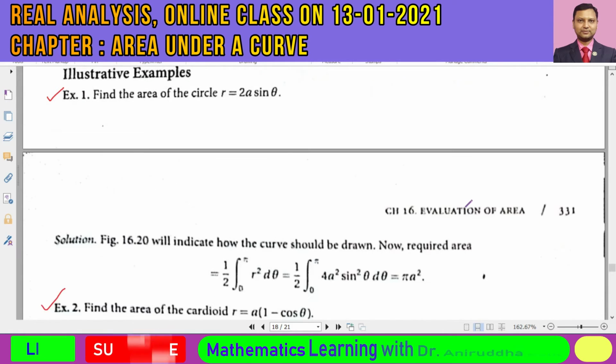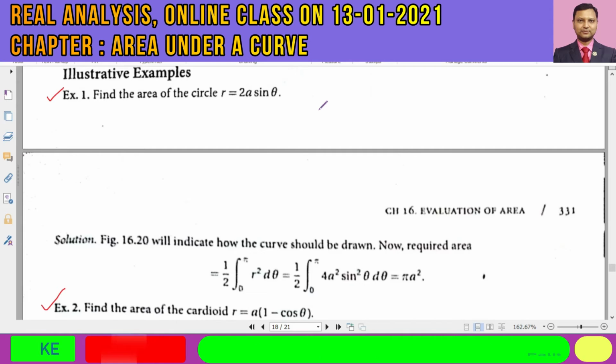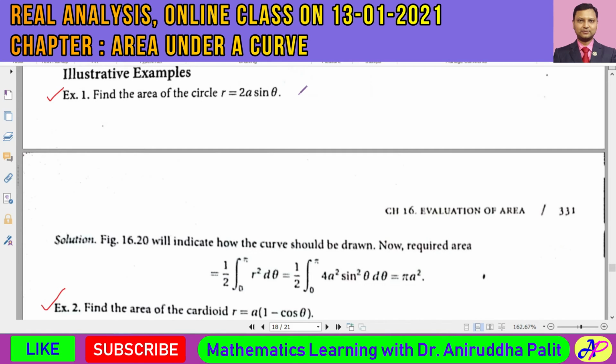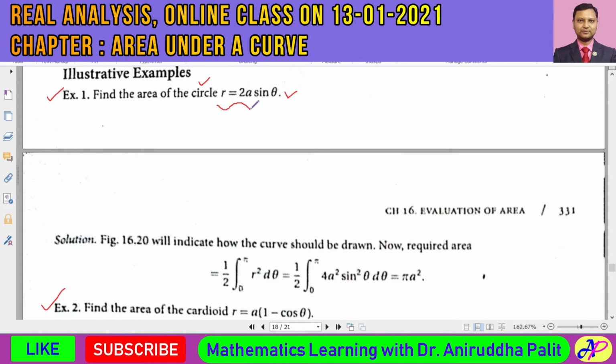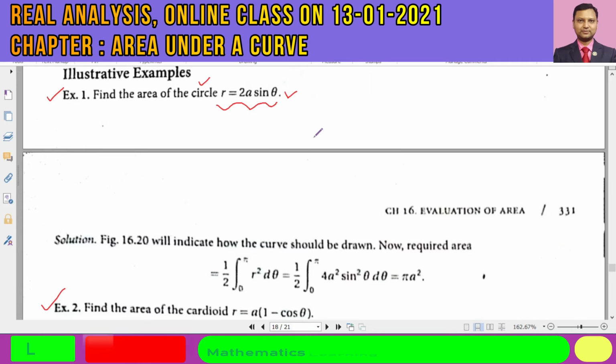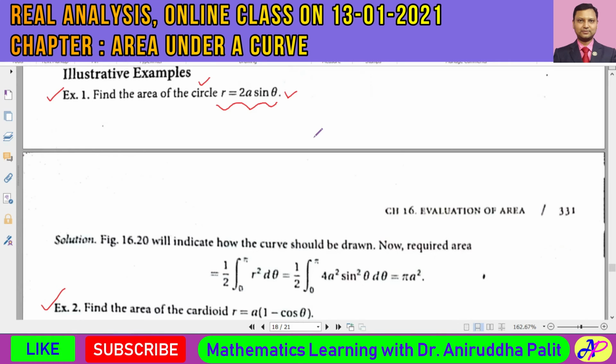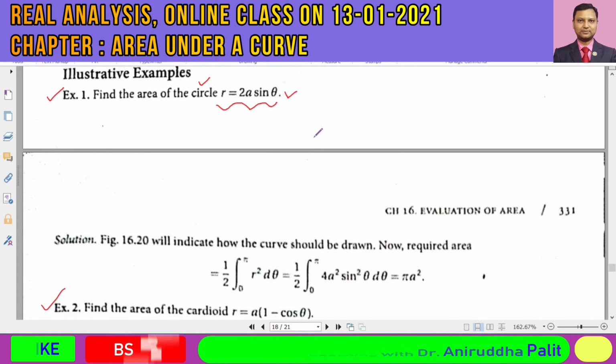Suppose one curve is r is equal to a sine of theta. This is actually the equation of a circle. Over here it is mentioned that it's a circle. r is equal to not a. Actually, this is r is equal to twice a sine theta. It is actually the circle with radius a. So in that case, how can we find out the area of the curve?